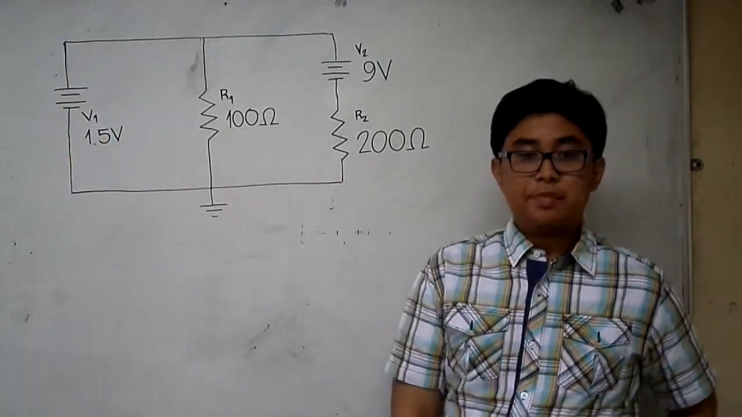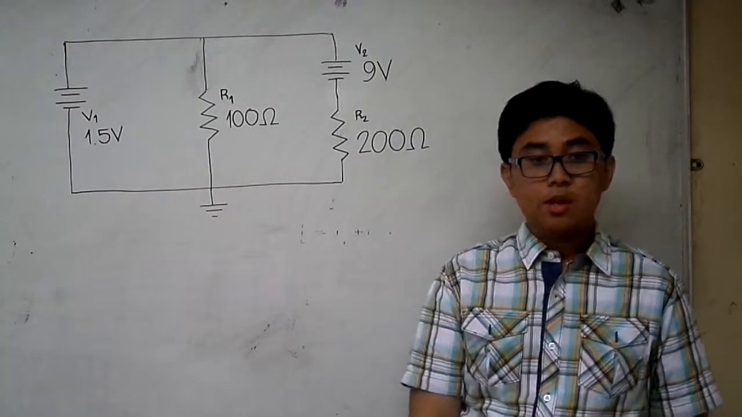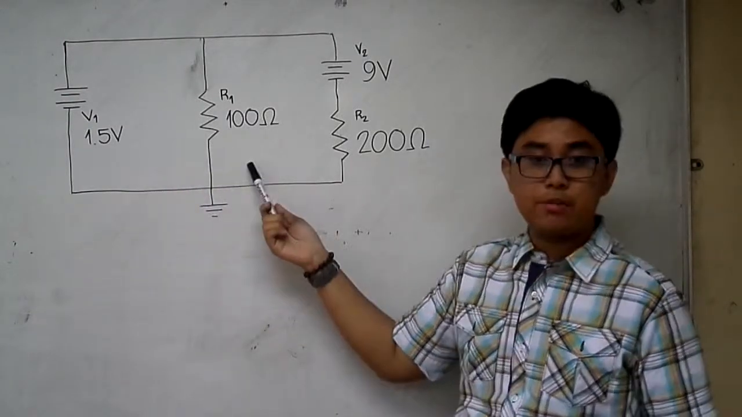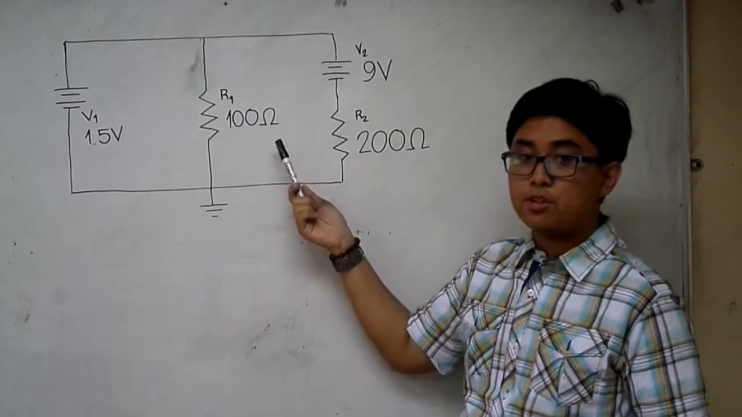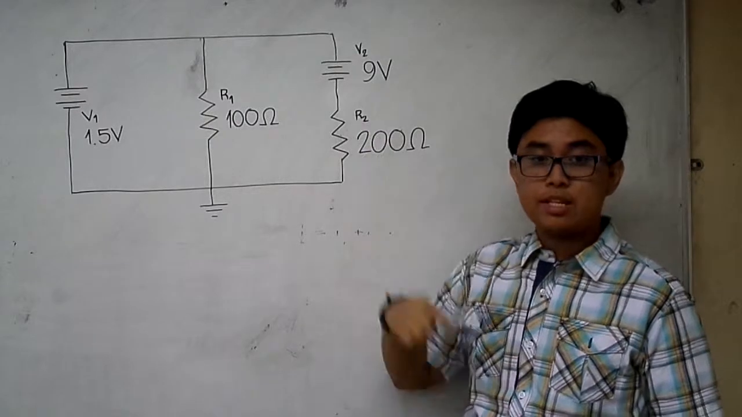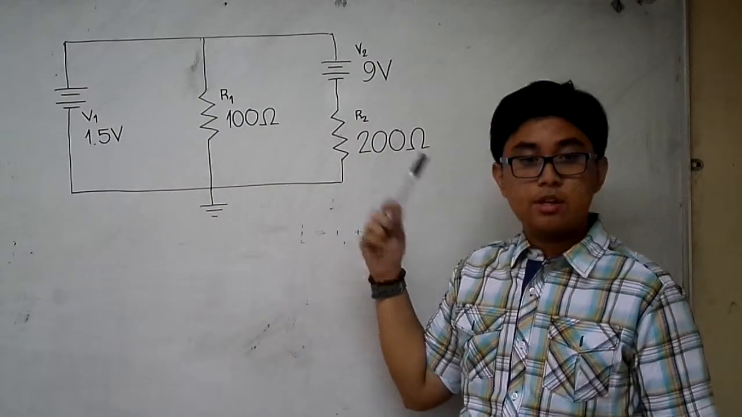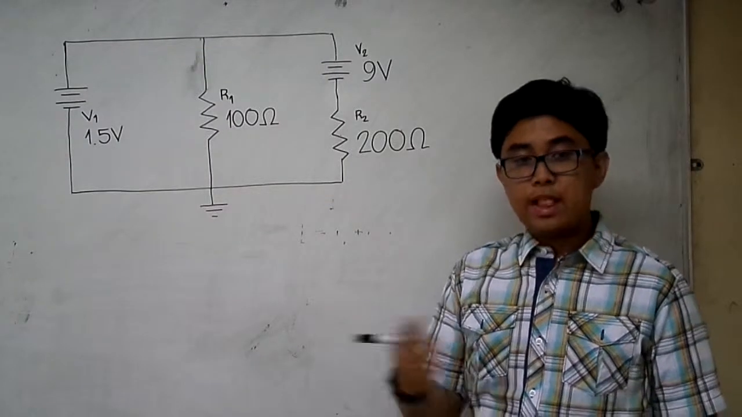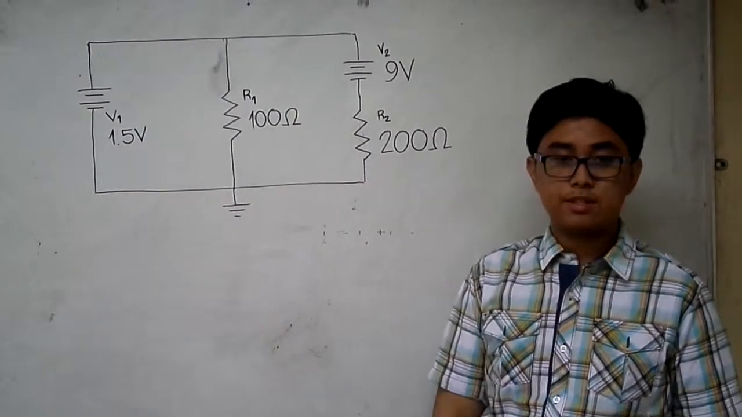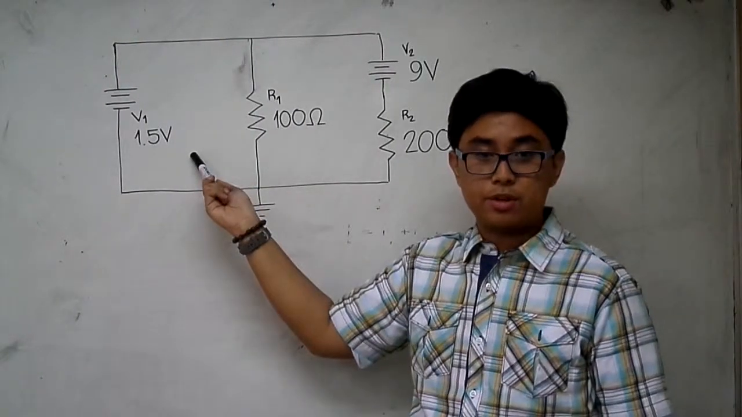For us to better understand the mesh analysis, let us have this example. So we have a 1.5 volt DC source in parallel with a 100 ohm resistor that is also parallel to the 9 volt DC source, which is in series with a 200 ohm resistor. So again, for this problem, we will have to find the voltages across the 100 ohm and the 200 ohm resistors, and the current passing through the 1.5 volt DC source.